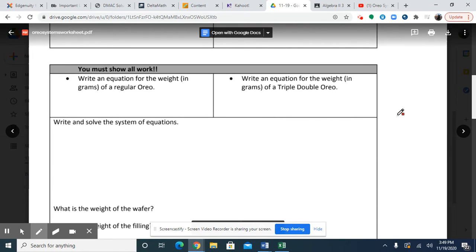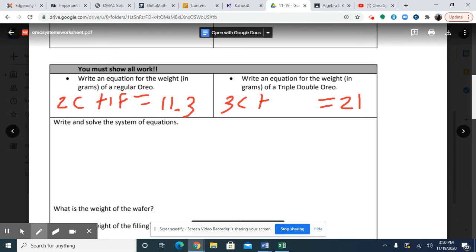Okay, so now what we're going to do is write the equation for the weight of an Oreo. We figured out in the previous video that one Oreo weighs about 11.3 grams, and the triple double weighs about 21. And we already have our expressions for that. So we're going to say 2C plus 1F is an equation for an Oreo, which would equal 11.3 grams.